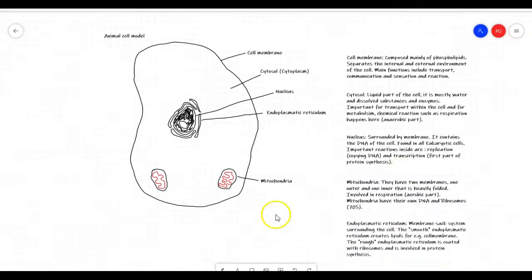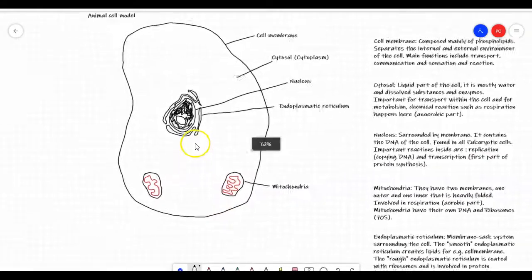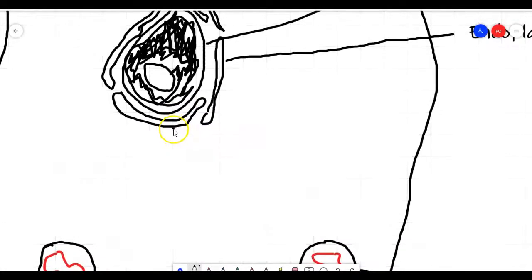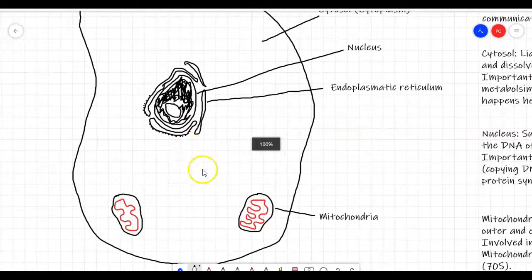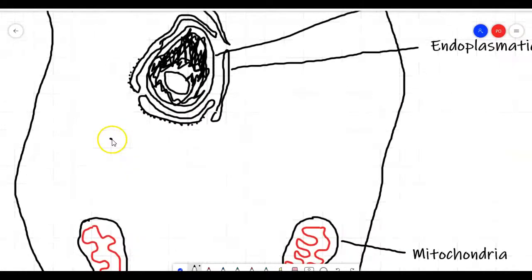So we're going to make the rough part by putting little dots on the outside here. These are ribosomes coating the outer part of the endoplasmic reticulum. This is better with this software than when I do it on the whiteboard. But yes, they're coated with these small units, the ribosomes, but we find ribosomes in other parts of the cell as well, in the cytoplasm.